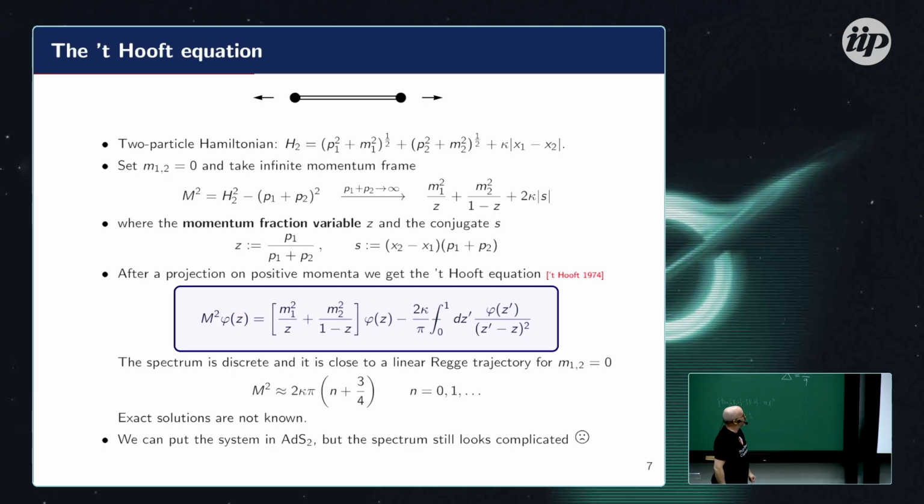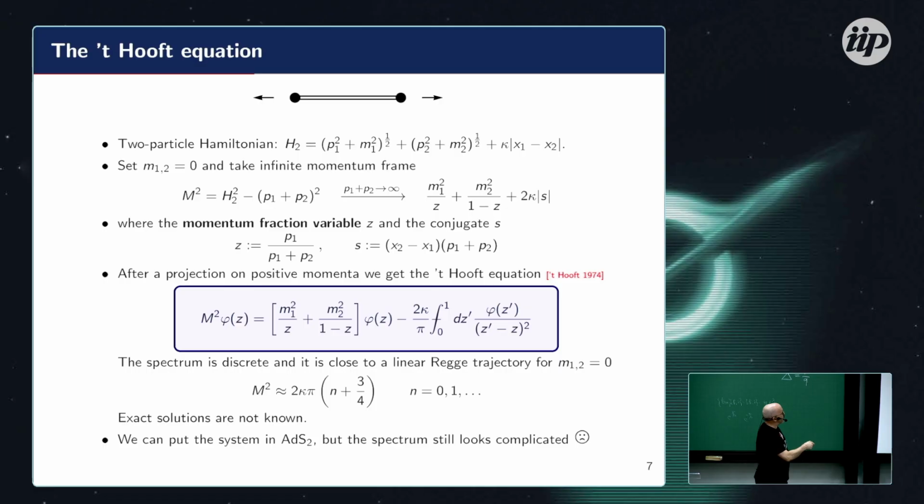Okay, well, so M1 and M2 are the masses of the quarks. These are the renormalized masses in the 't Hooft model. What is the Z here and the S? Well, Z is this momentum fraction, this ratio. How much momentum does the first particle carry out of the total momentum? Okay, and S is a canonical conjugate variable. Okay, so this is not giving you this equation just yet.